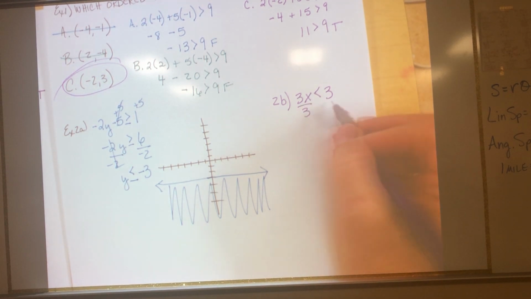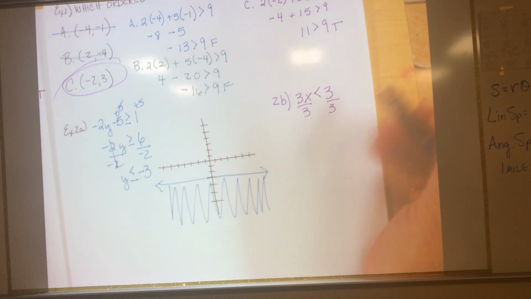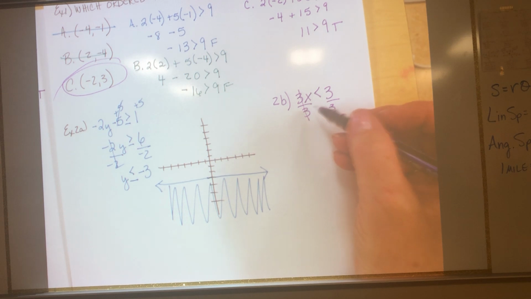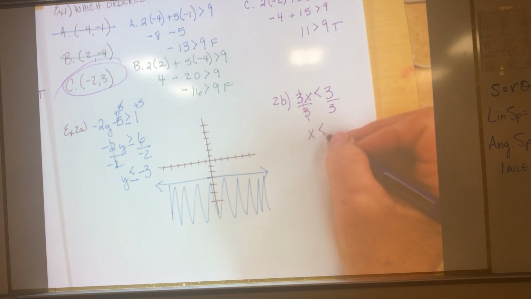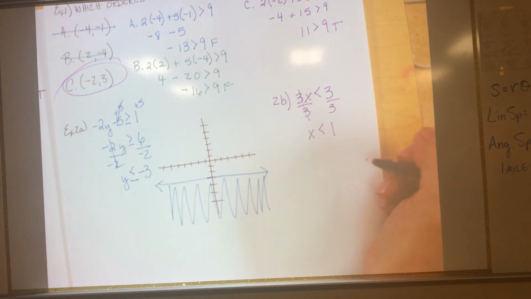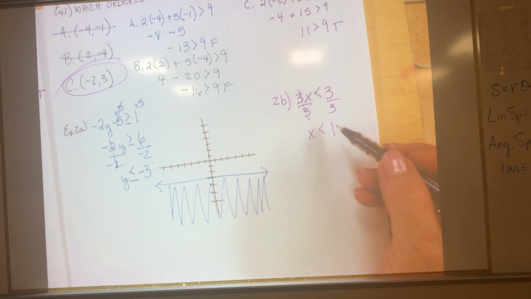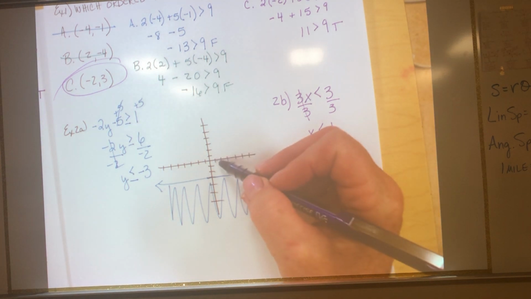Okay, so you should have divided by 3, right? You try to solve for y, but there is no y. So that means you need to solve for x, okay? So x is less than 1. All right? So, what kind of line is this? A vertical line where x is 1, right? So that would be right here.